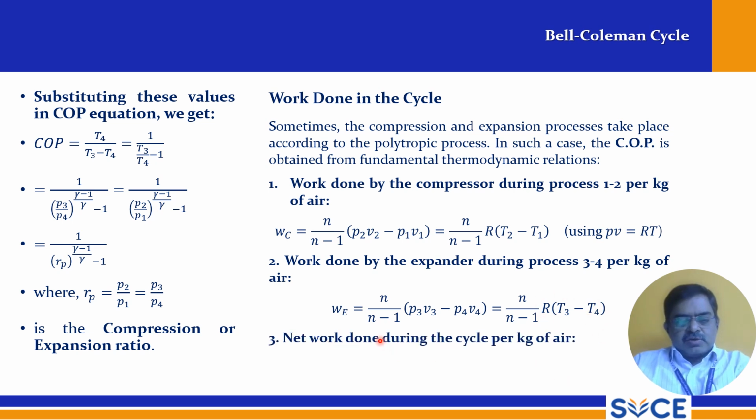Net work done during the cycle per kg of air. Remember, this equation is very helpful. So this is WC minus WE, that is, work during compression minus work during expansion gives the net work done. By combining these two equations, we have n divided by n minus 1 times R times (T2 minus T1) minus (T3 minus T4). This relation is very helpful while solving problems.